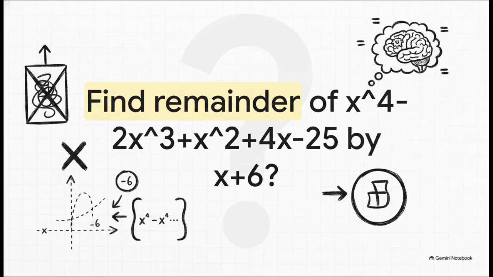They're asking for the remainder when a massive degree 4 polynomial is divided by x plus 6. Doing long polynomial division here would take ages and totally invites simple arithmetic errors. But because you know your step-by-step logic, you recognize you can just use the remainder theorem. You take the root of the divisor, which is negative 6, plug that negative 6 into every x in that massive equation, and whatever number pops out at the very end is your remainder. It takes a huge, scary problem and makes it systematic and completely stress-free.